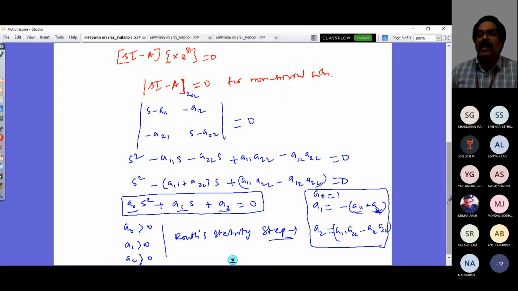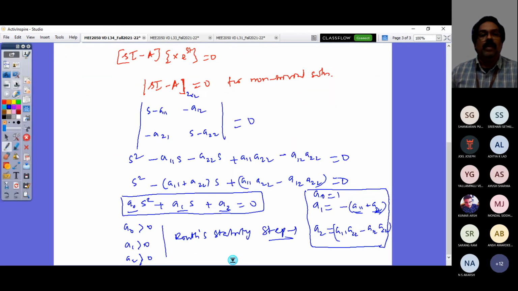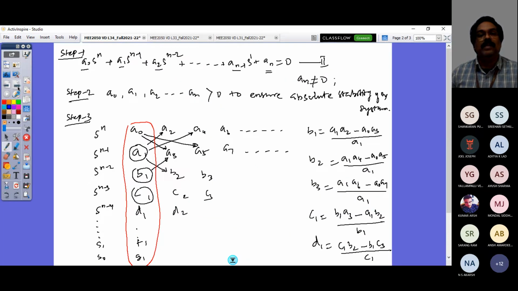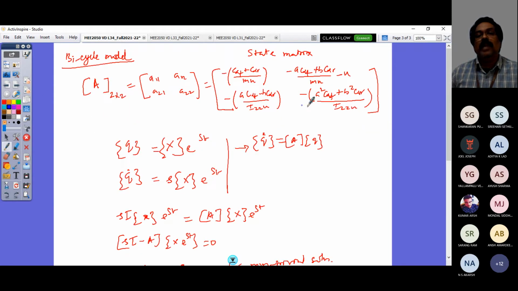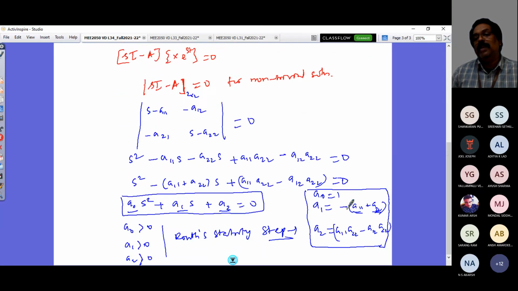So if I apply this criterion to my bicycle model now. In the bicycle model, what have we seen? We have our A matrix written here. Look at now: I have here this is minus and here also it's minus. Look inside this bracket, these are all positive terms. Here also it's a positive term. So when I add these two, it is minus of this. So in this, A1 would be minus of this. So the minus goes and that becomes positive.